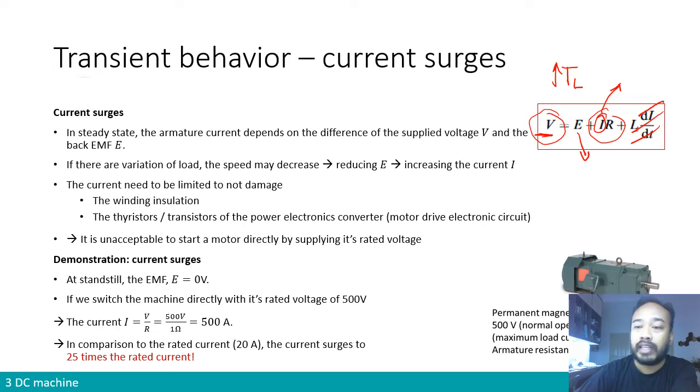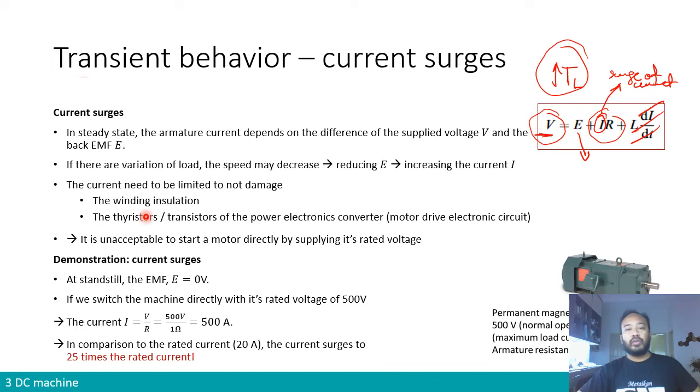Therefore, what we are observing is what we call a surge of current. If there is a transient behavior where we have a variation of the load torque or resistive torque, we will experience a surge of current. Okay, and this needs to be paid attention to closely, because when we have a lot of current, it might lead to certain damage to the machine. The current surge needs to be limited, because it might damage two most important parts of our machine.